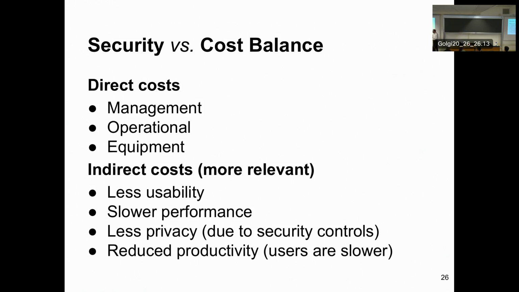Indirect costs, which are typically not so evident, and this is especially the case for security, are lesser usability. Asking for continuous authentication annoys the users and steals time from them. So, okay, authenticate them, but maybe asking for the password every 10 minutes is above the line. Slower performance, more checks, less operations dedicated to something meaningful.